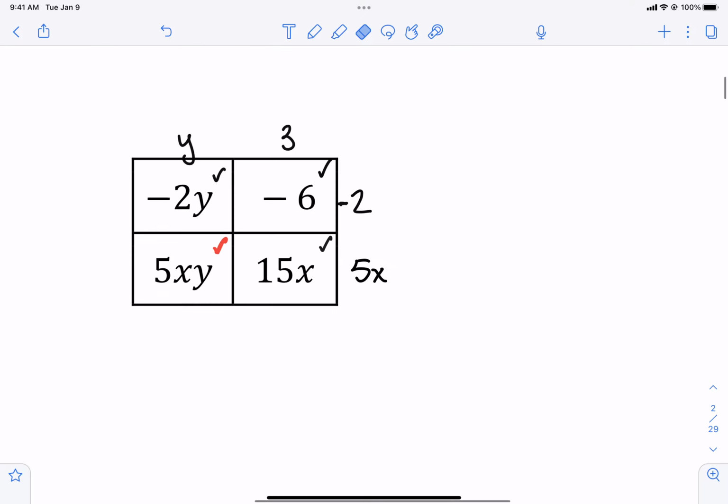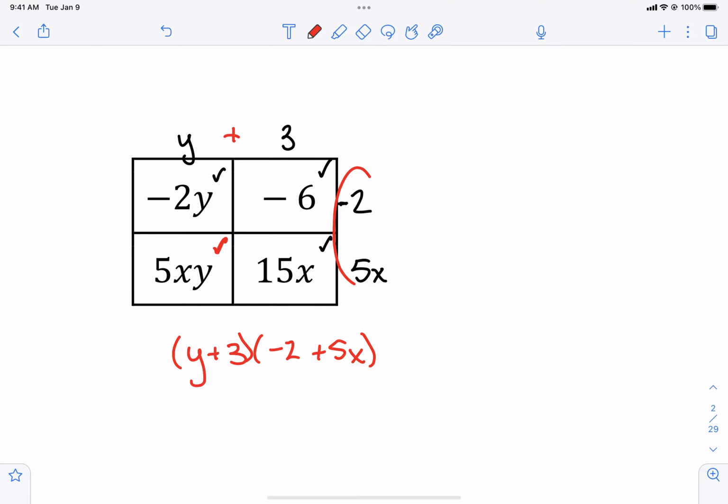Nice job. So we know that this factored would be y plus 3. I get that from the length of the top. And then negative 2 plus 5x, because that was the height of the rectangle.